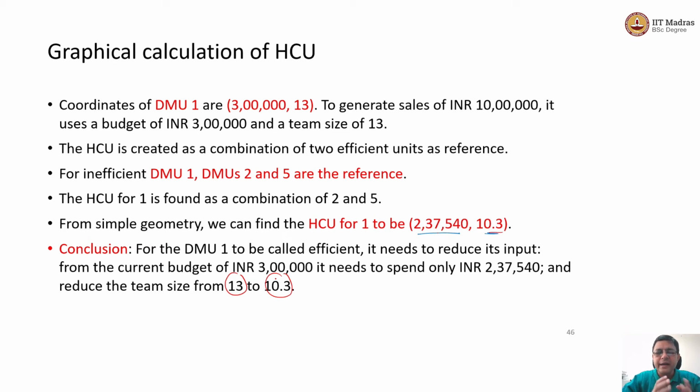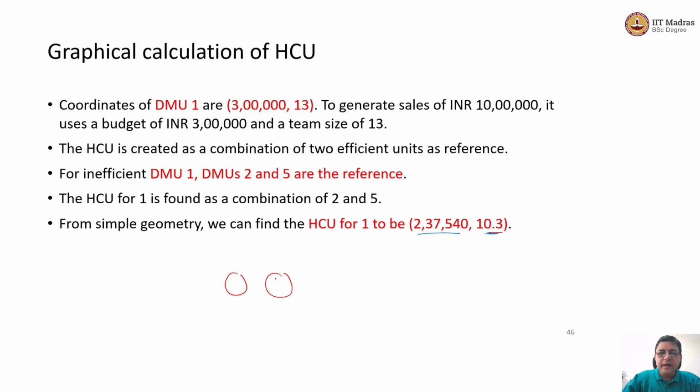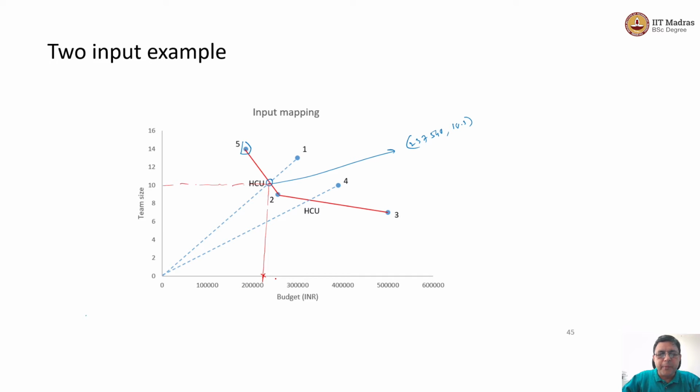The idea is to get that DMU1 can be called efficient only if it reduces the input, and now we have quantified that reduction. It needs to reduce the budget from 3 lakhs to about 2,37,000, and it needs to reduce the team size from the current value of 13 to about 10.3. But this was a graphical explanation. Point of intersection, draw two lines; you know the equation of the two lines because you know the coordinates of two points through which each line passes. This was a very geometric explanation.